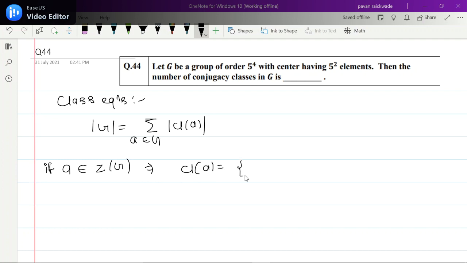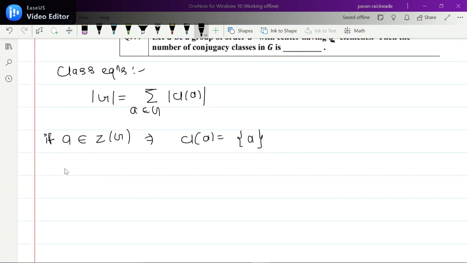Okay, and in particular we know if A belongs to the center, I represent Z(G) by center, then the class of A will be the singleton {A}. That implies there are 25 classes already, each consisting of one element in the center, because we know there are 5 squared, 25 elements in the center. So we just have to find the order of the class of the elements which are not in the center.